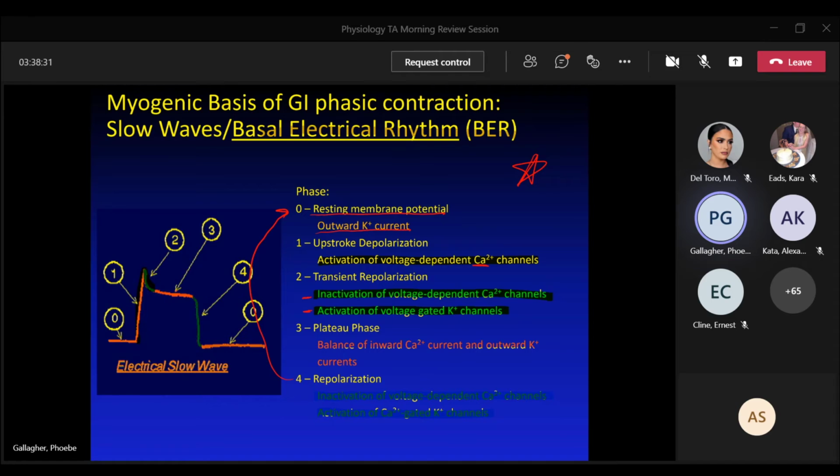So this is the case for all BER, which is going to occur in not only your stomach, but your small intestines and your large intestines. So you just have to memorize this once and you'll know it for the colon and the other intestines. So make sure you know these steps.